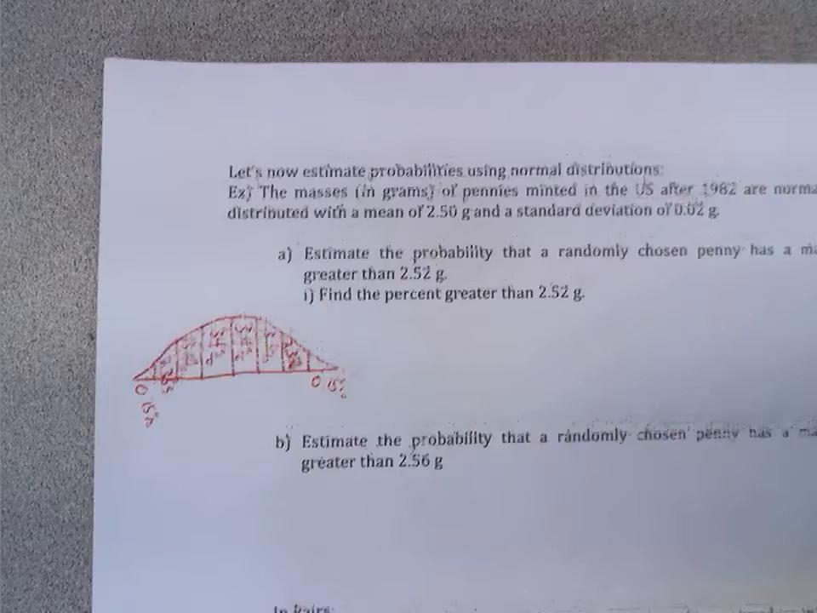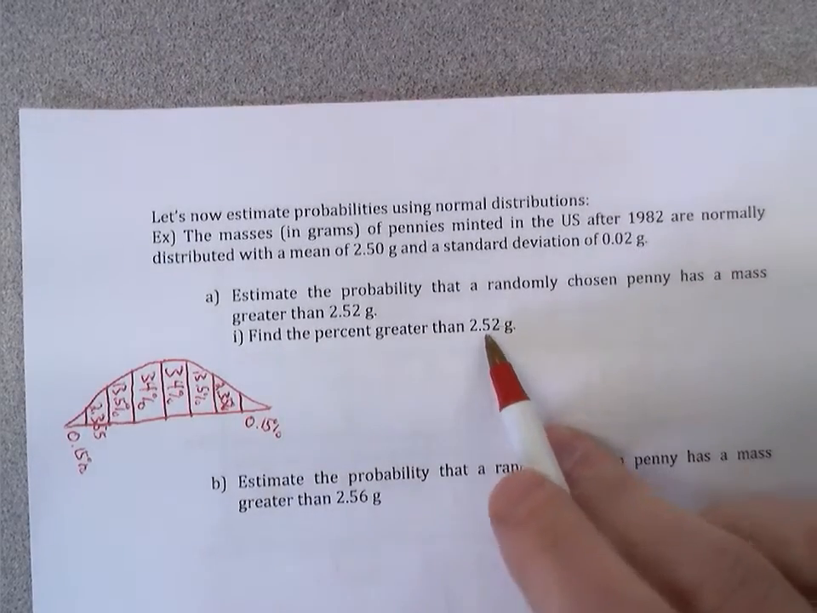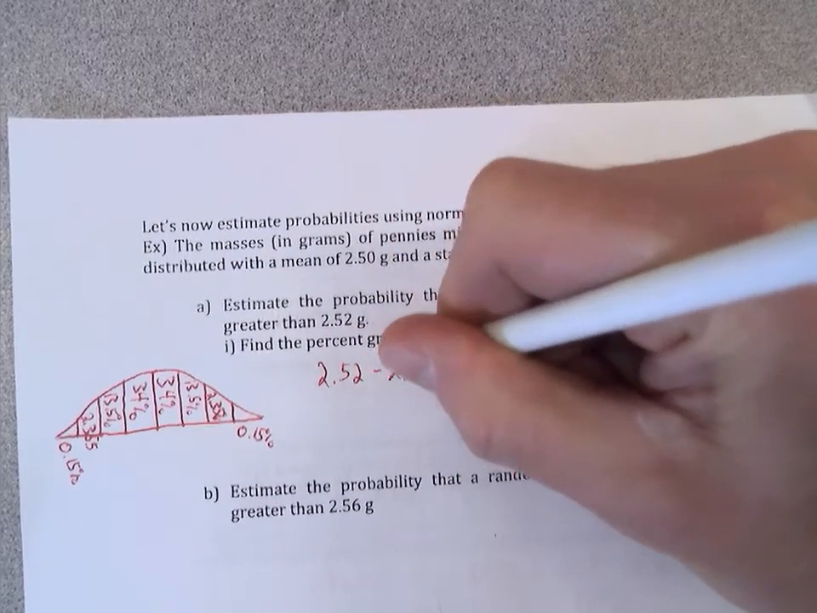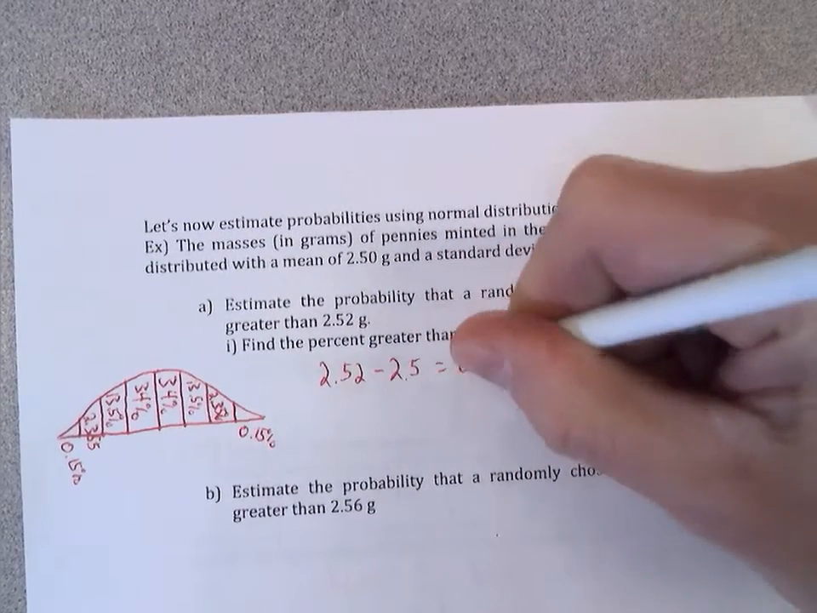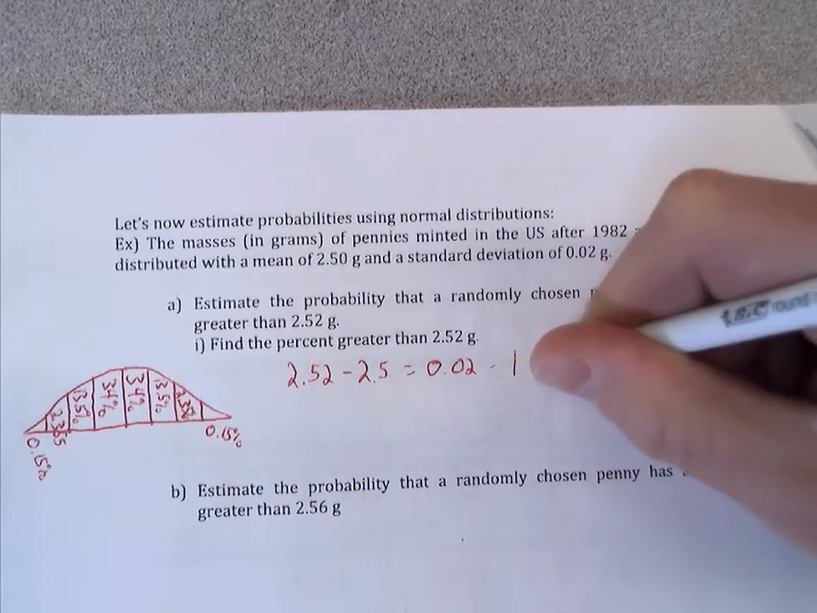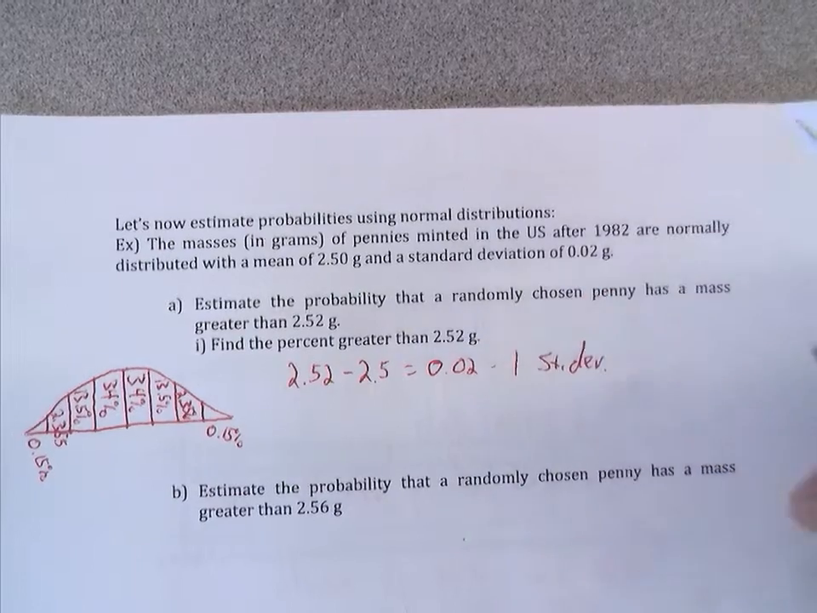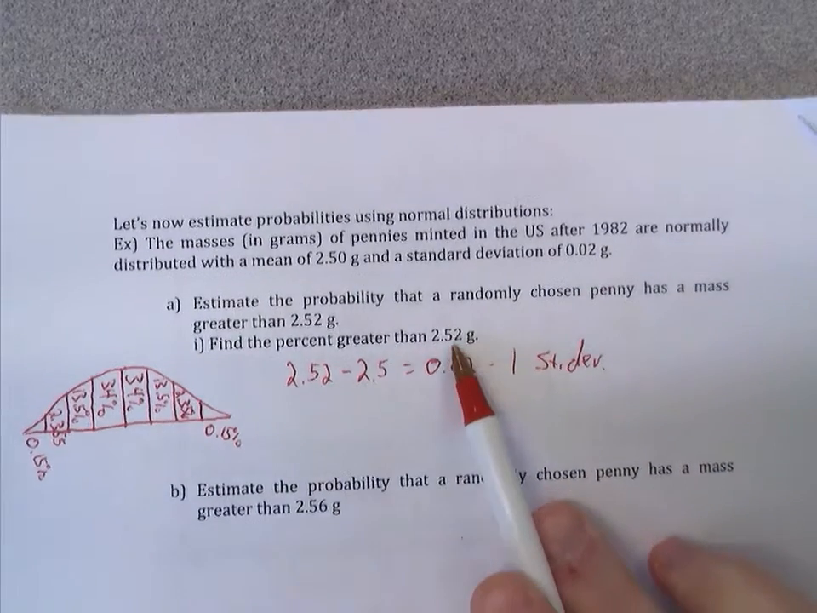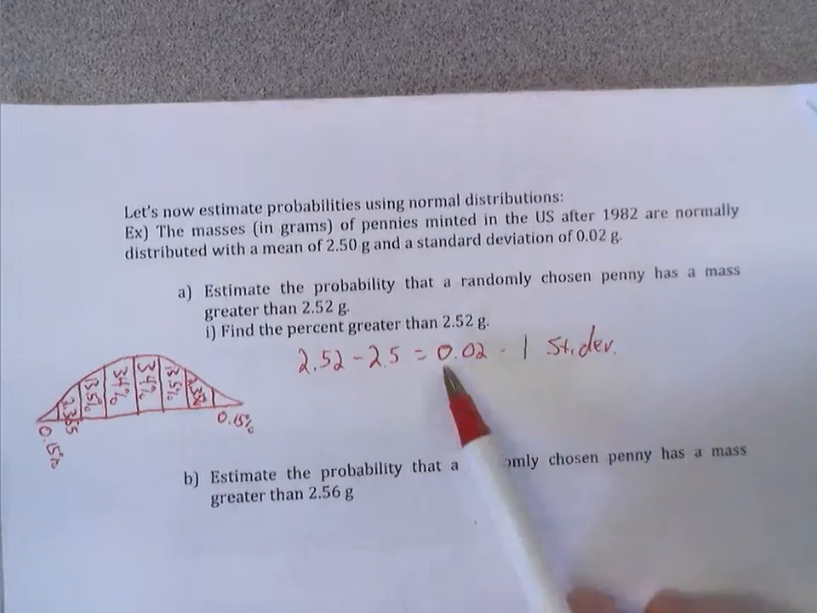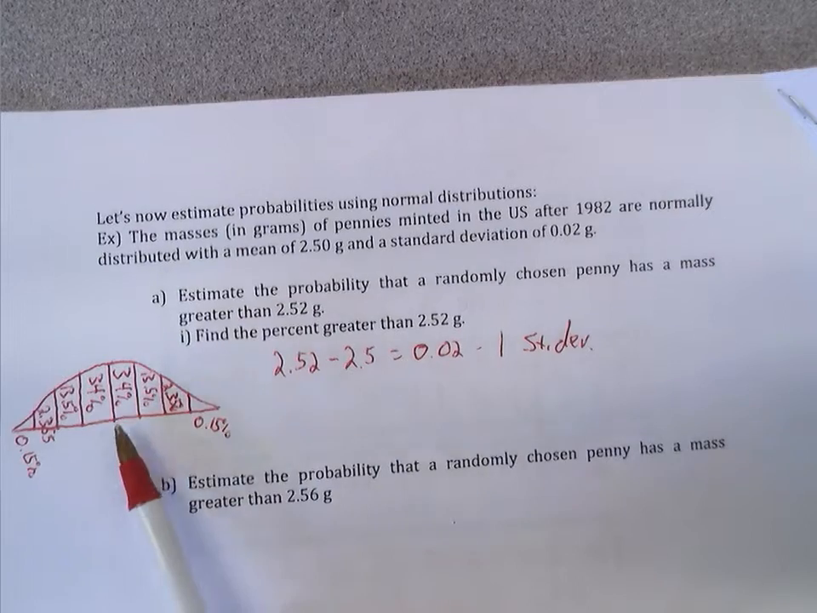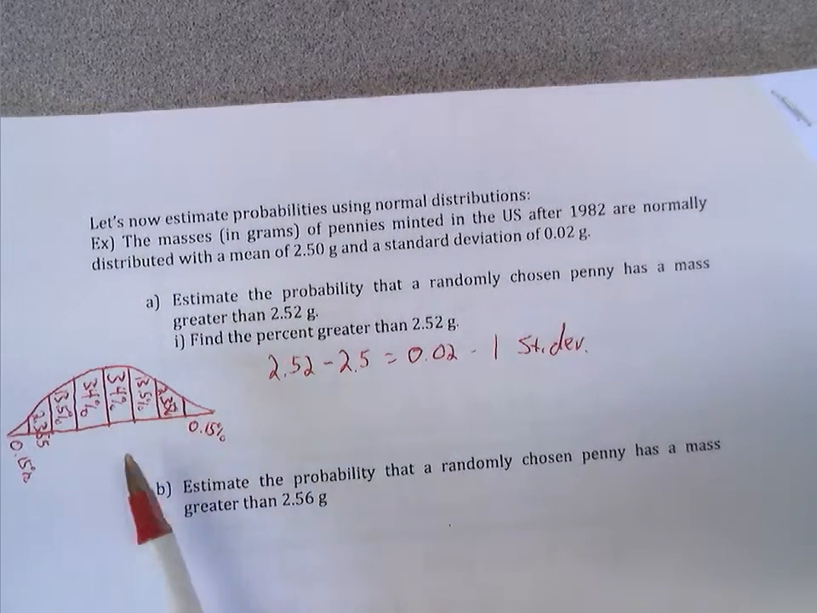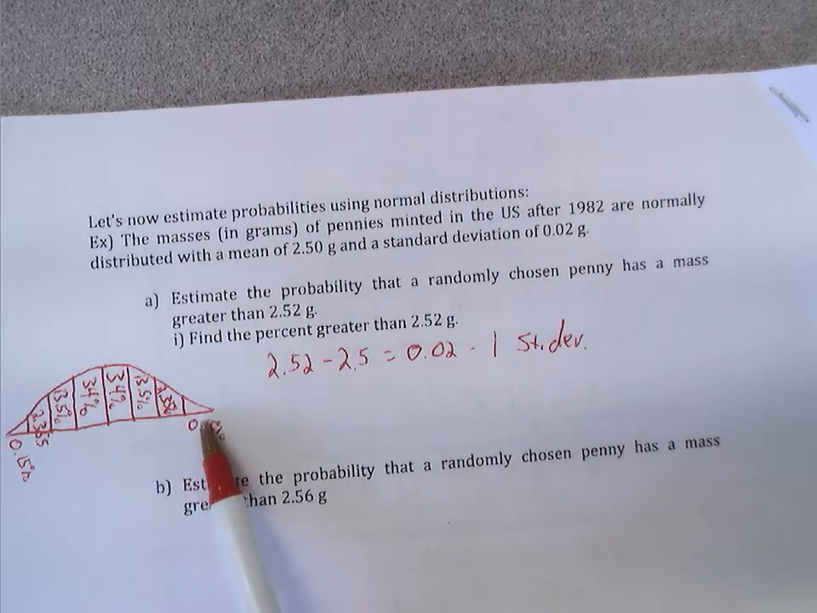So for this one, we want to know the ones that are greater than 2.52. So we take 2.52, subtract our mean, 2.5, and we get 0.02, which is 1 standard deviation. So that means we are looking at all pennies that are more than 1 standard deviation away. So we are not including this 34%, because that is within 1 standard deviation. Instead, we're looking at the rest of this area.